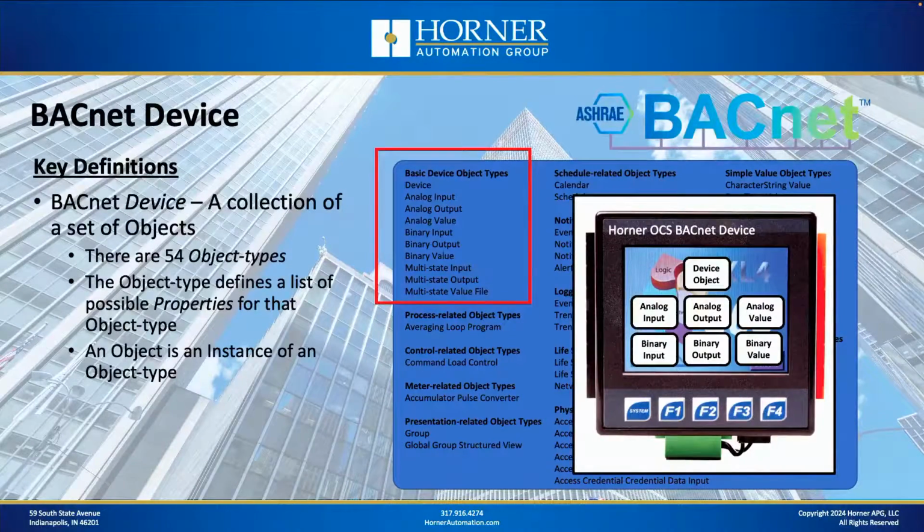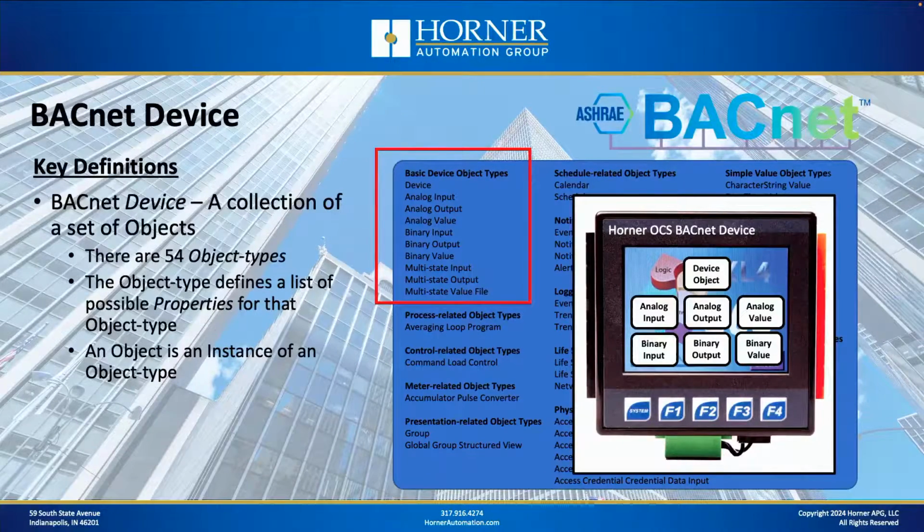Okay, now when you're talking about BACnet devices and their collection of objects, what types of objects are used within a BACnet device? Well, the BACnet specification, the last time I looked at least, there were 54 different types of objects that could be used in a BACnet device. And of course, in a lot of cases, you're going to use multiple instances of a particular object type in a BACnet device.